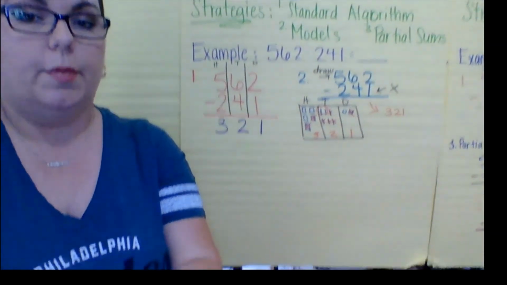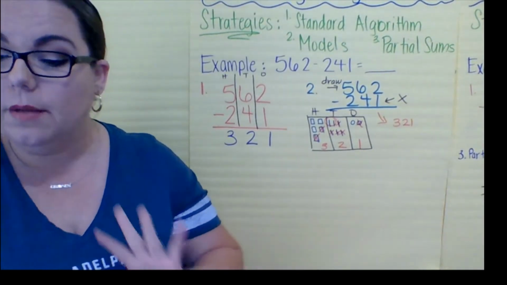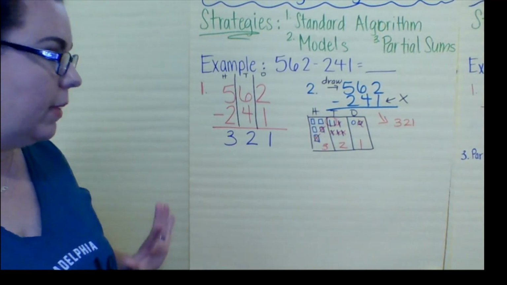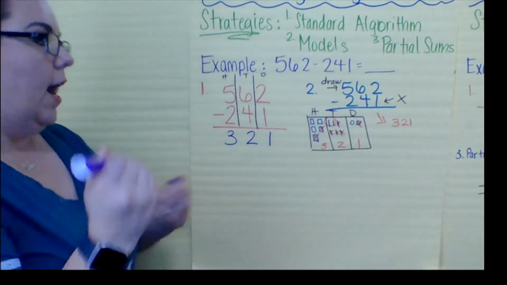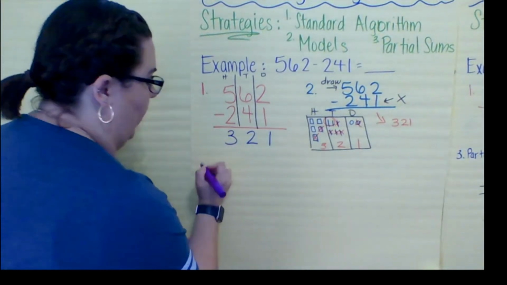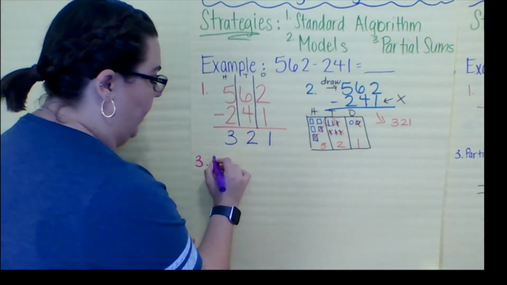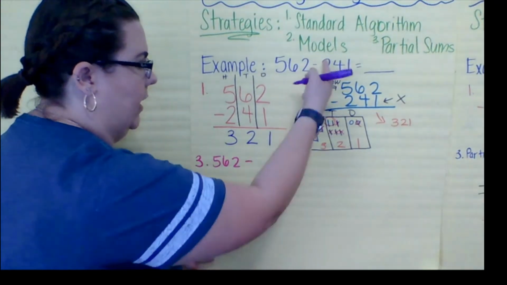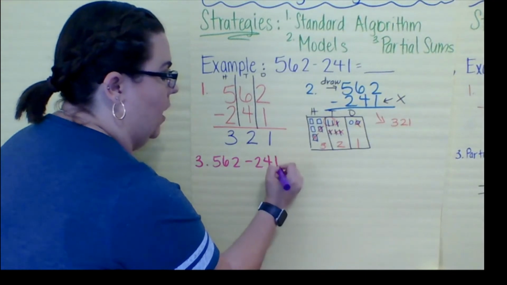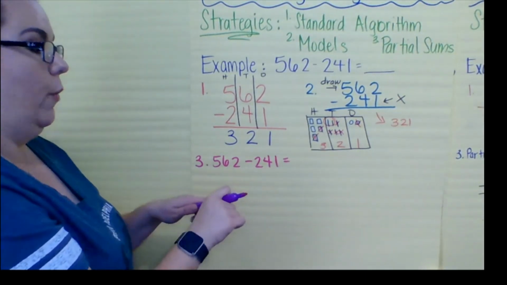Now, I'll put the camera down a little bit for you. I know not everyone is a big fan of partial sums. I get it. It can be a little bit confusing. I totally understand. But I know there are some people who actually enjoy partial sums, and so I just want to go over it. So we're going to write our problem again. But this time I'm going to write it as a number sentence like it is in our example. Because we're just going to start here with our problem and start taking away.